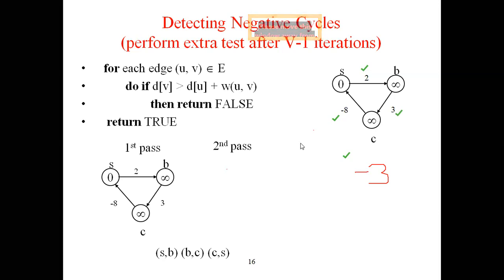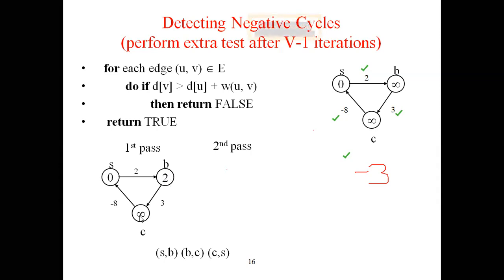Now this edge is 3, and this one is minus 8. Initially it is infinity. Now see the pass. In the first pass we have 0 plus 2, that is equal to 2. 2 is placed at the vertex, where infinity was already there. 2 is less than infinity, so you place 2. You place the shorter, the minimum value.